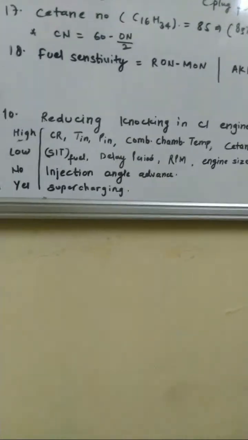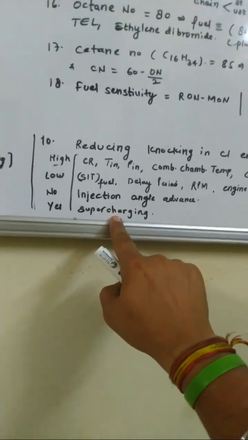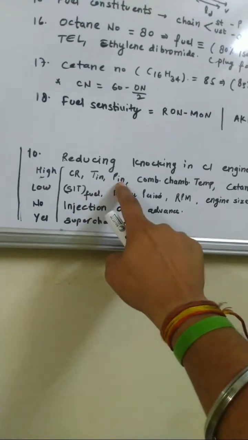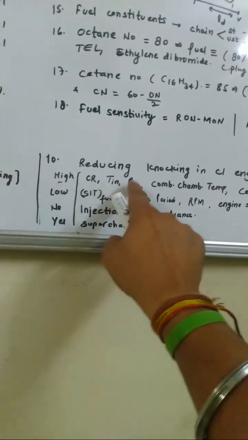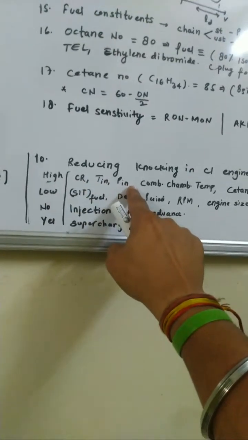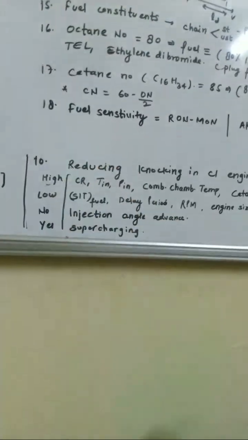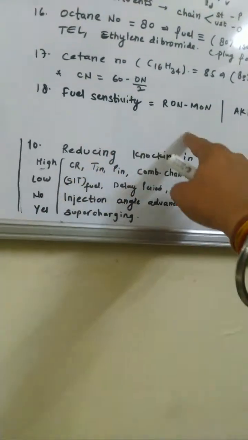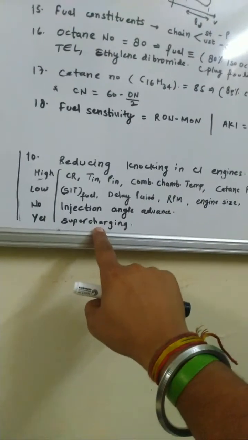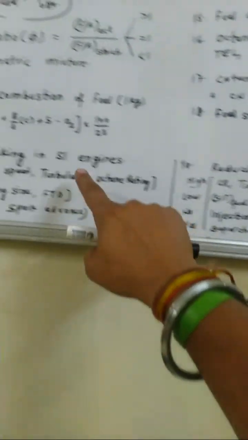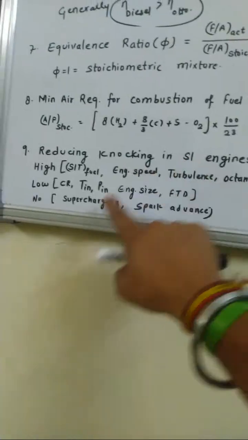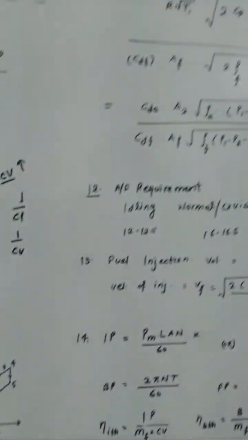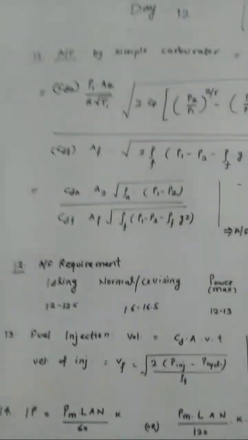And supercharging, yes, here it is welcome. Why? Because if there will be supercharging, the inlet temperature and the pressure will be high, and that is the desirable factor for reducing the knocking. So that is good for us. So that is why in diesel engine or the CI engine, supercharging is good. But in SI engine or the petrol engine, we say no to supercharging because that will increase the chances of knocking.